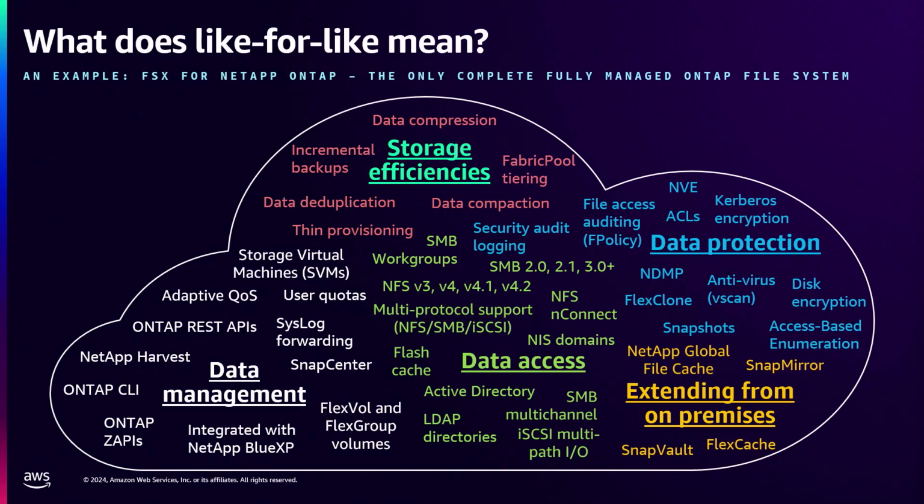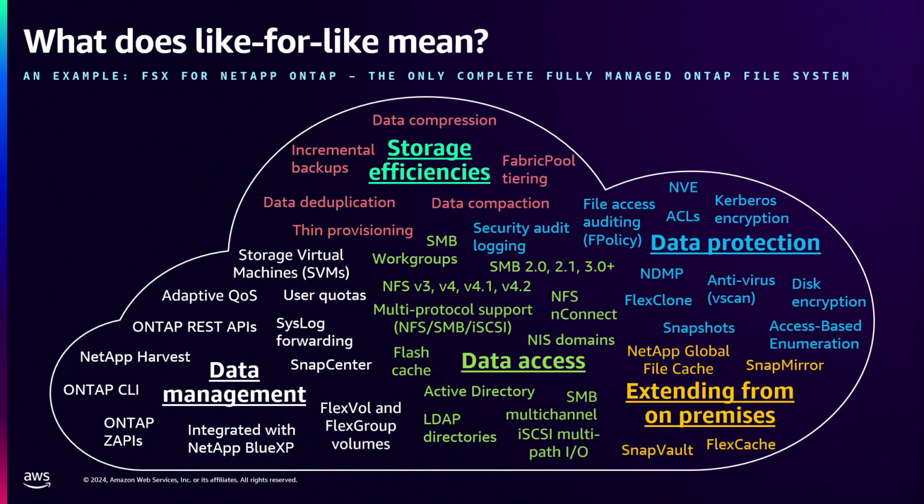So what does "like for like" mean? For an example here, we've got Amazon FSx for NetApp ONTAP. Sorry, there's a lot of words on the slide. You don't have to read them all. The idea is that we give the same like-for-like functionality that you would get for ONTAP in the cloud. So FSx for NetApp ONTAP is the only complete and fully managed version of ONTAP file system in the cloud, meaning that it has all the features you would expect from ONTAP, as well as the fact that it's also fully managed by AWS.